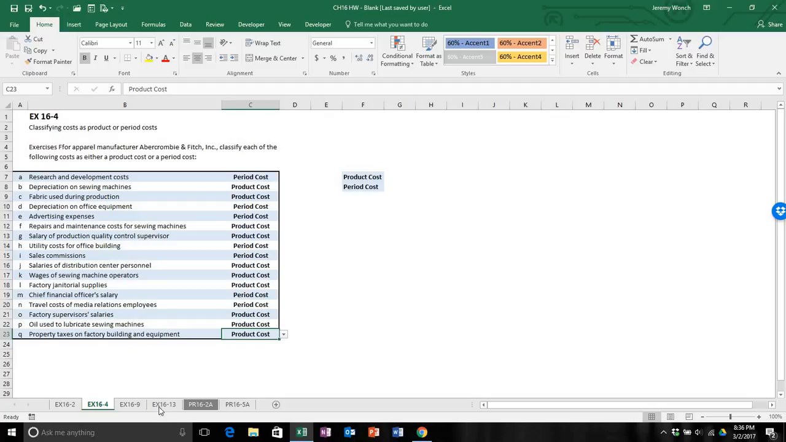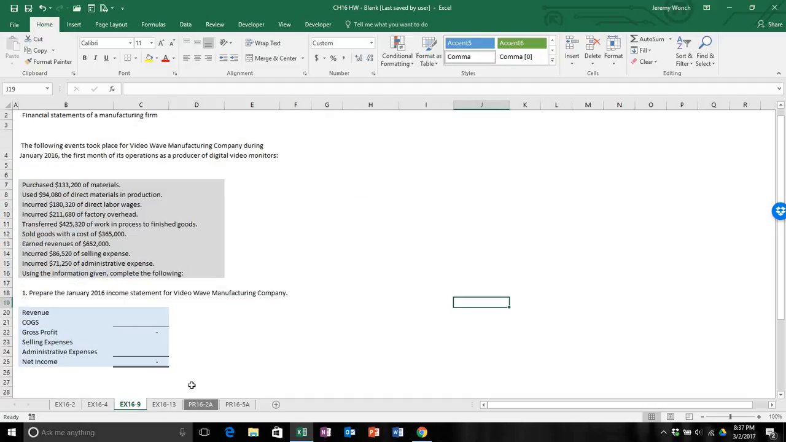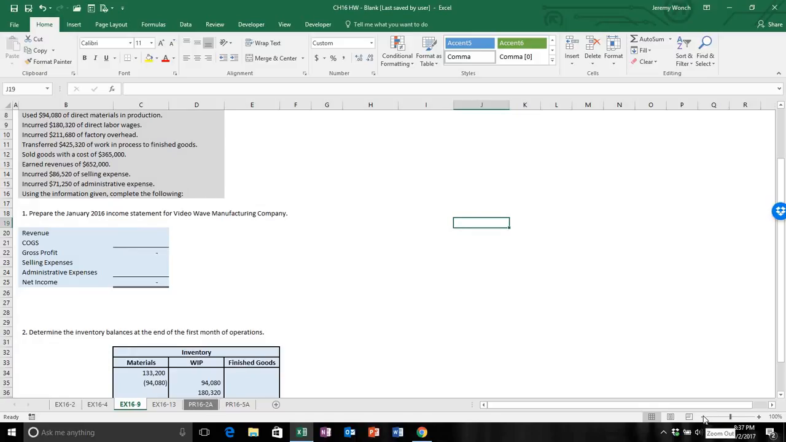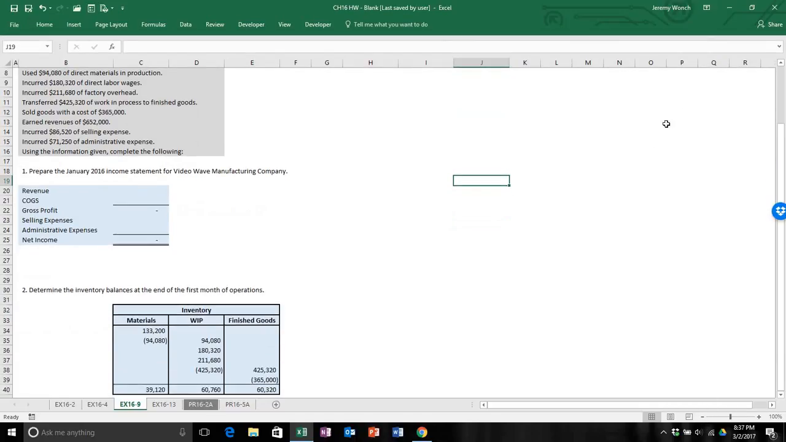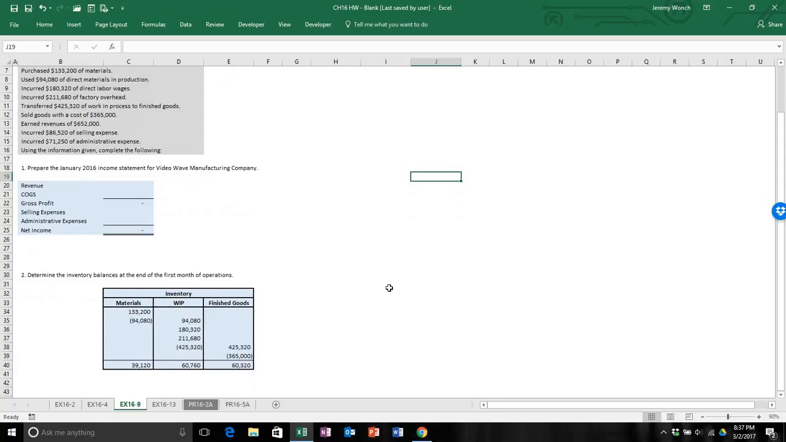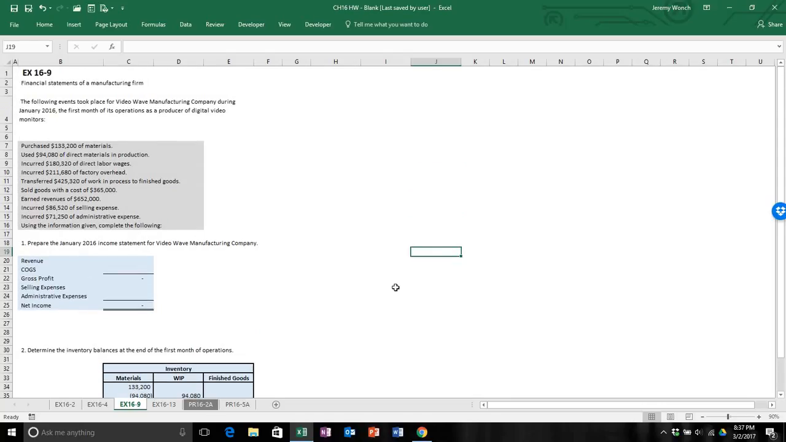So let's jump into our next problem, which is problem 16-9. In this one we actually get to play with numbers a little bit. I'm just going to bring this up so we can see a little bit more. Hopefully that's not too small for you guys. In problem 16-9, it says the following events took place for Wave Video Manufacturing during 2016, the first month of its operations as a producer of digital video monitors.